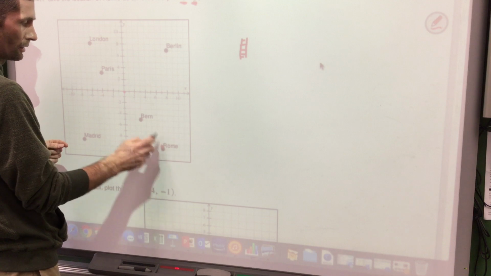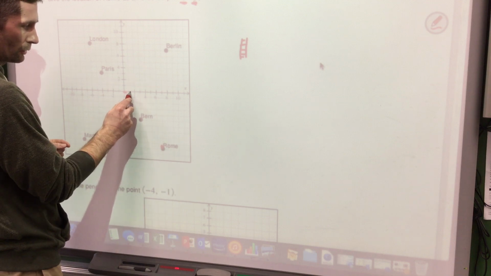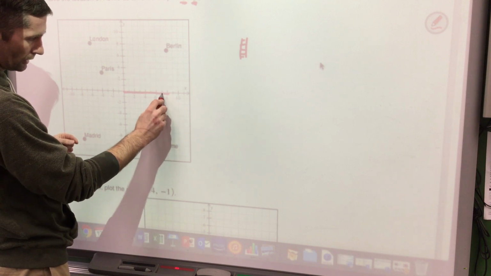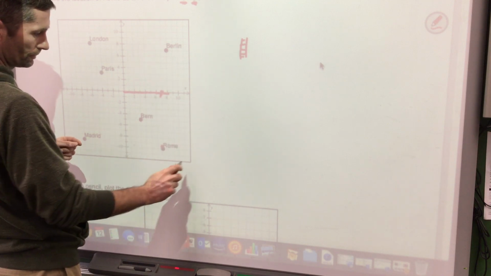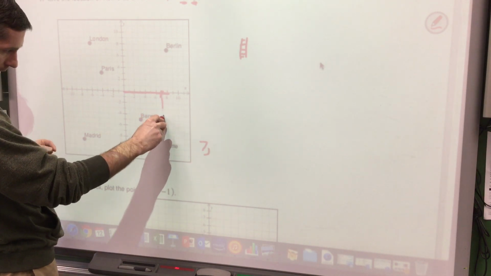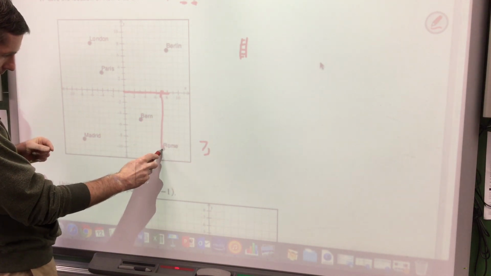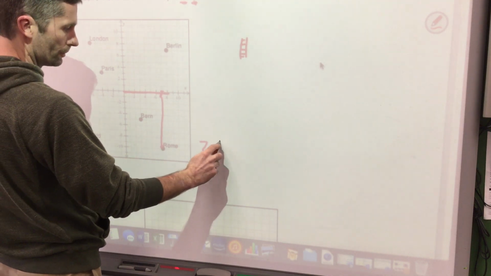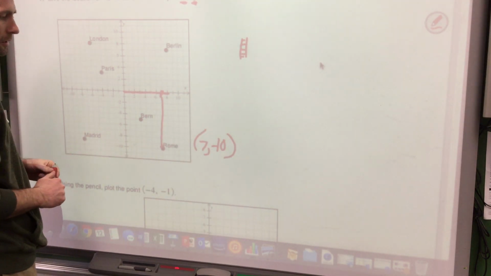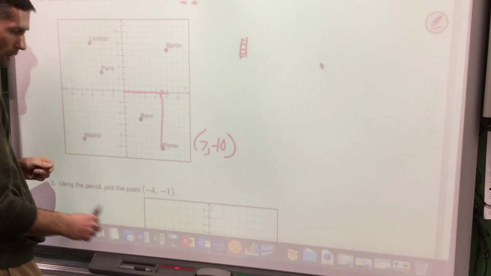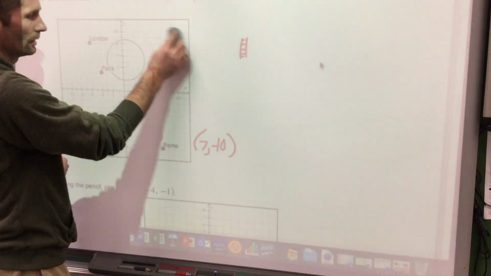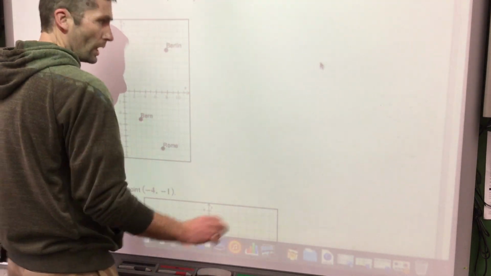So Rome's over here. So the first thing I need to do is move the ladder over this way until I'm on top of Rome, which is right here at positive 7. So the x is 7. And then I'm going down the ladder until I get to here, which is at negative 10. So I'm going 7 to the right and then down to negative 10. So those are the coordinates of Rome. Okay. X comes before y.